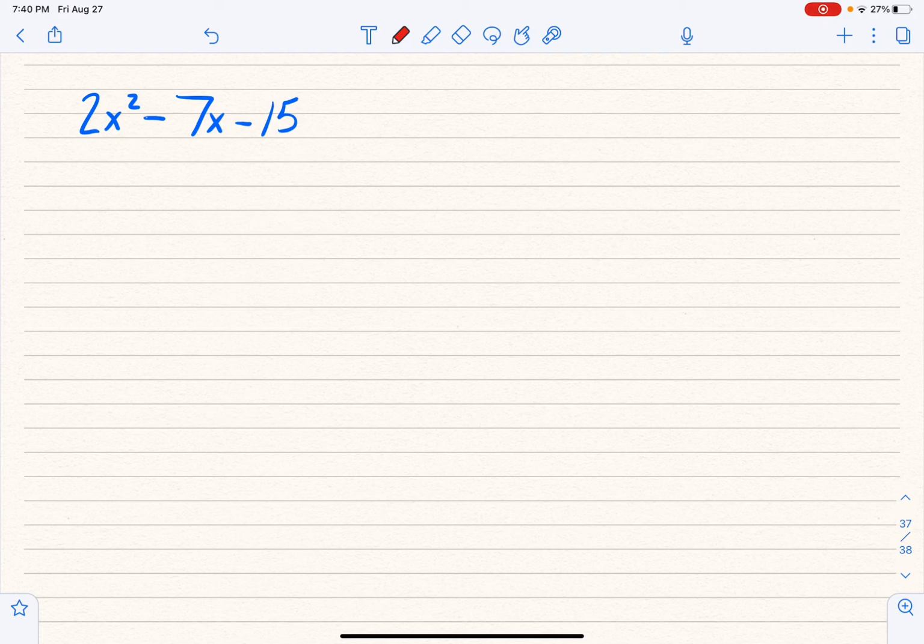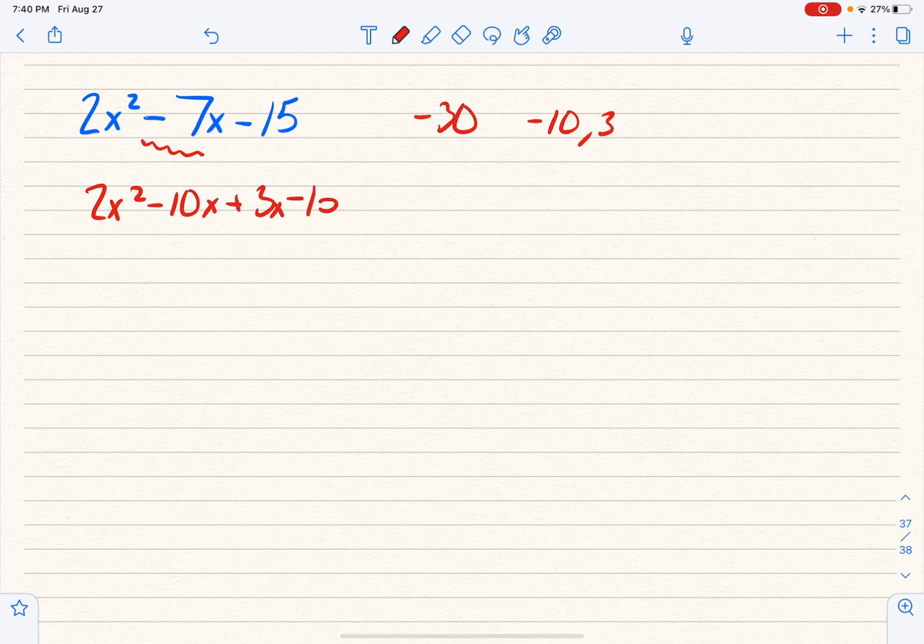Okay, let's give it a try. Well, 2 times negative 15 is negative 30. So that's the number I'm factoring. I go, well, what two numbers multiplied together give me negative 30, but when I add them, I get negative 7? Well, that would be negative 10 and positive 3. So I say 2x squared minus 10x plus 3x, I'm sorry, minus 15.